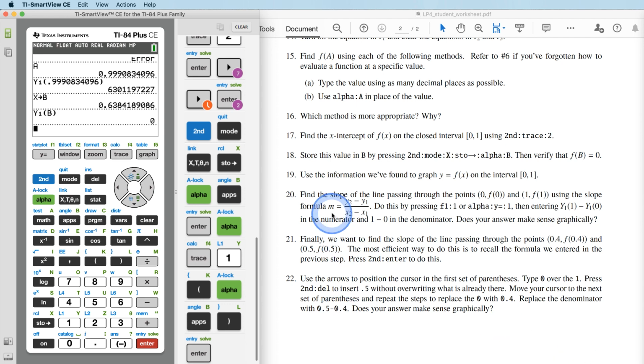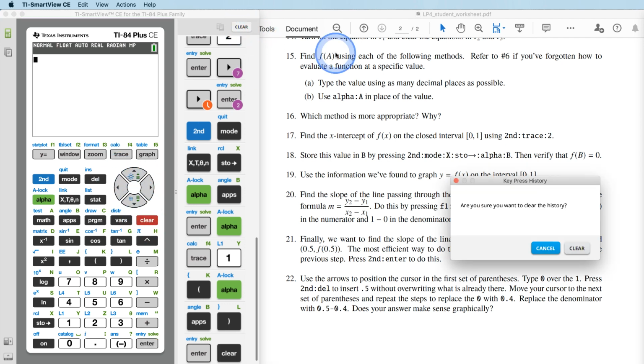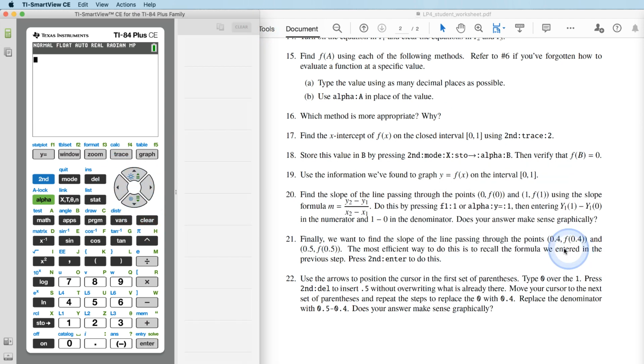And we do have just a couple more questions left just to show you some other tips on the calculator that you may find useful. So let me clear my home screen, clear my key press history, and let's take a look at some of these. Find the slope of the line passing through the points 0, f of 0 and 1, f of 1 using the slope formula, where you subtract your y values, subtract your x values, and set up that ratio.